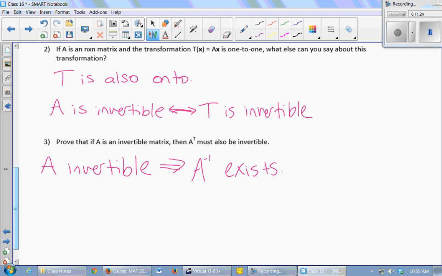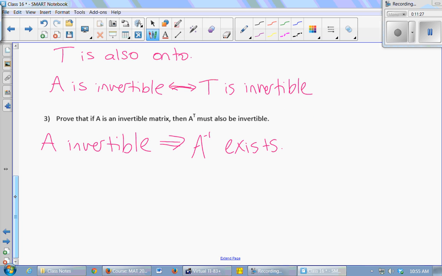Okay, so A transpose, we want to prove that that's invertible. That means I have to show that A transpose times something, we'll call it some other matrix C, gives me the identity. I have to show that there exists some matrix that when you multiply it by A transpose, you get the identity. That's what it means to have an inverse. Yes?